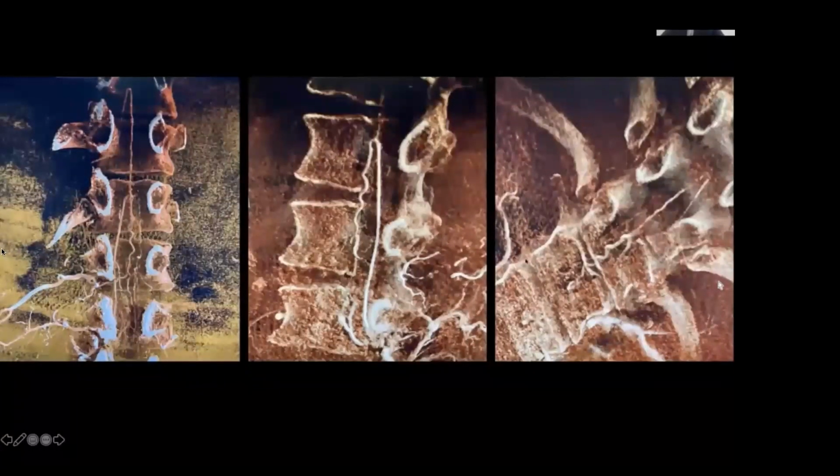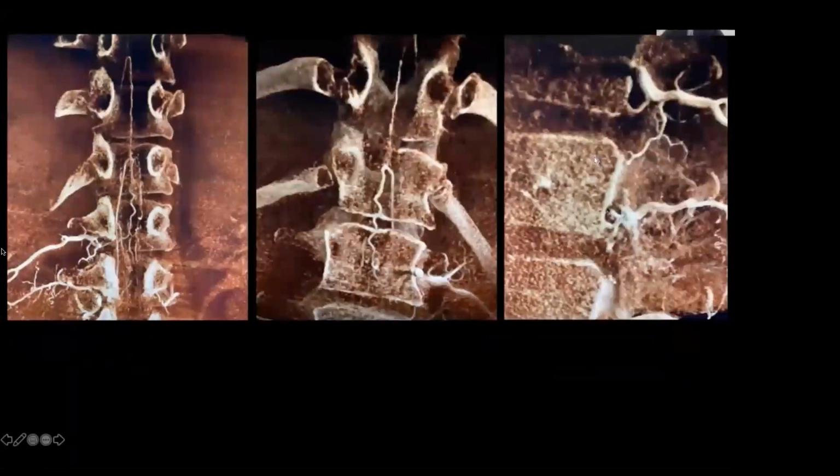And again, using cinematic rendering, we can take the same data set and we can really depict the Adamkiewicz really nicely, really depict these individual feeders supplying the anterior spinal artery. So you have anterior spinal artery, radicular medullary feeder, and then an additional radicular medullary feeder, this being the principal one, which we'd call the Adamkiewicz. Just some more views of that.